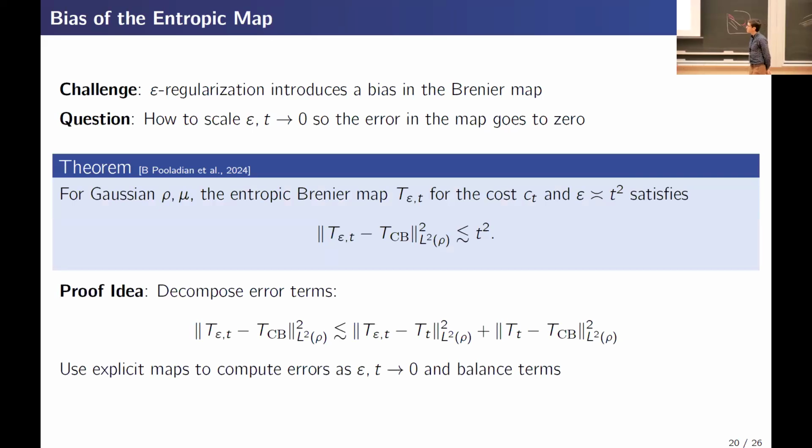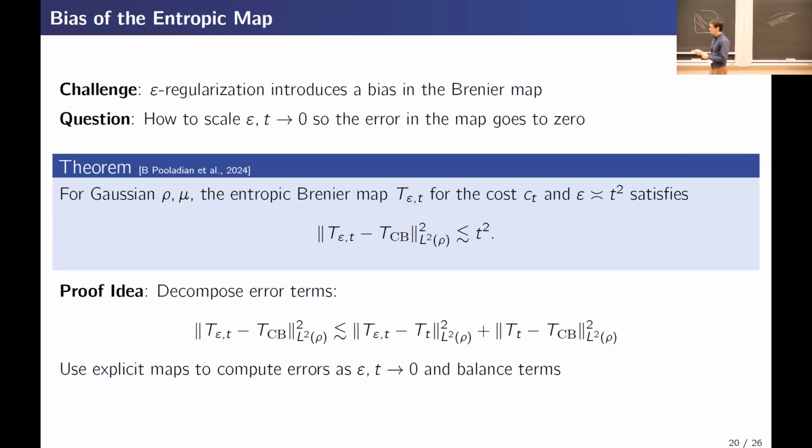And what we can say at the moment is that we can do some analysis in the Gaussian setting and really show the convergence rates of the map as a function of the parameters epsilon and t to this block triangular transport. In particular, what we can say is that for Gaussian source and target, the map T_{epsilon,t} converges to this block triangular map at the rate of t squared, with this optimal choice of epsilon also scaling with t squared.